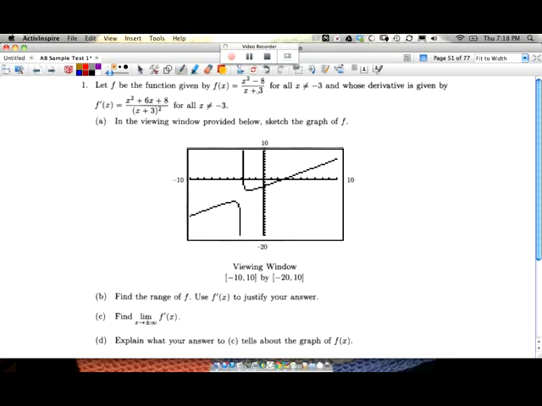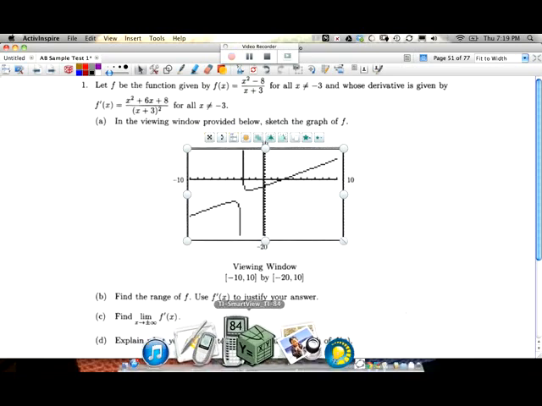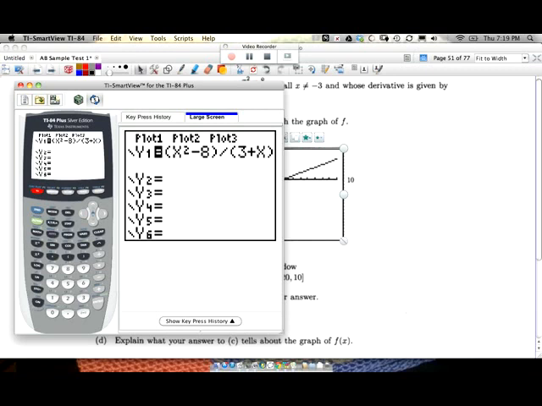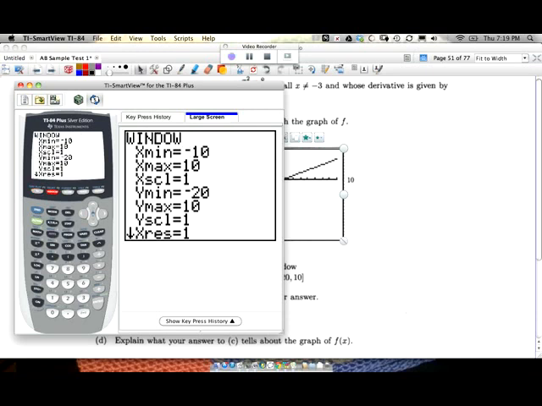All right, let's get started. Number 1. Okay, I kind of cheated because I actually threw the graph in here already. But that's what it's going to look like. Just for time's sake, you can always graph this on your graphing calculator. I just inputted it here, x squared minus 8 over x plus 3.